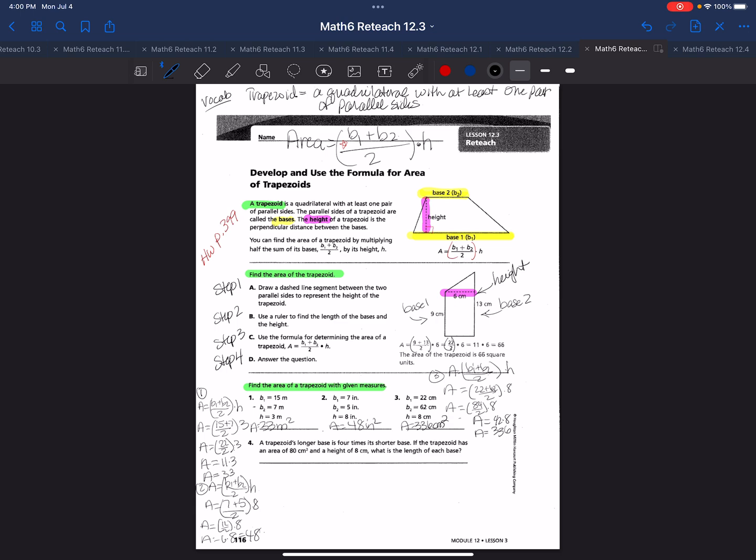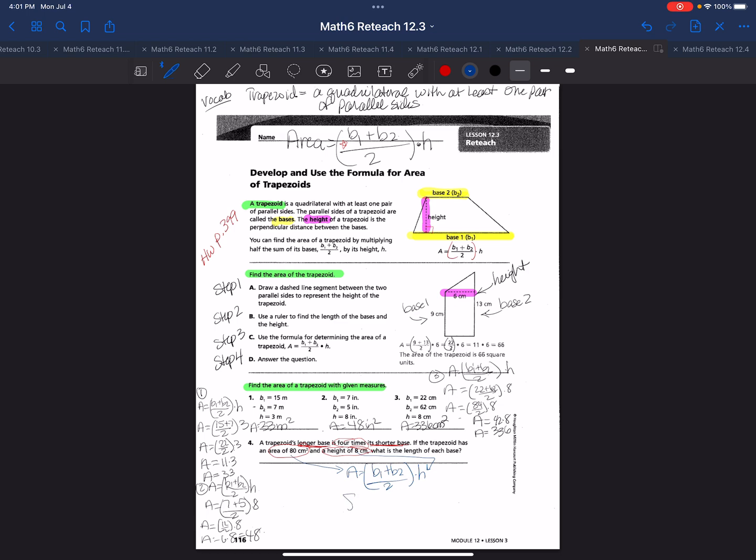Now let's read question 4 carefully. It says a trapezoid's longer base, so we know we have 2 bases, but we know that the longer base is 4 times its shorter base. If the trapezoid has an area of 80 and a height of 8, what is the length of each base? So for step 1, I need to go ahead and write my formula down. And then I'm going to go ahead and plug in everything. Okay, it gives me the area. So I know that goes there, and then I know the height's going to go here. Then we have to figure out the bases.